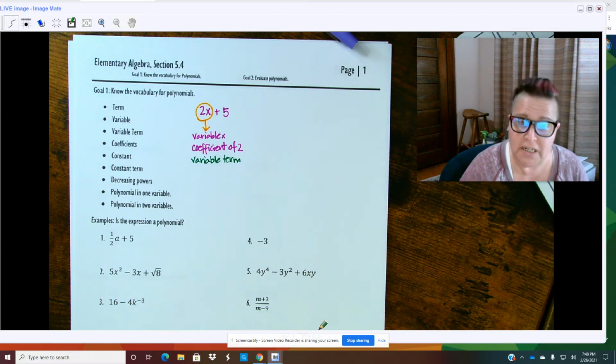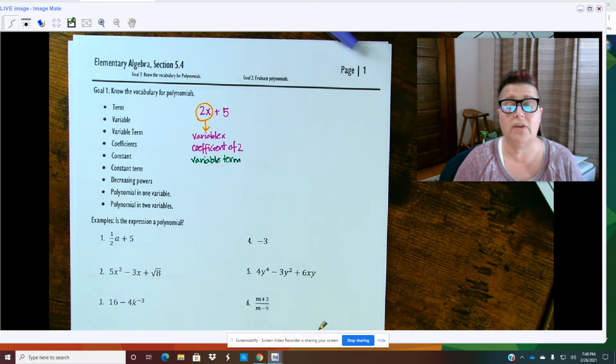The coefficient, I think we've talked about as well. The coefficient is the multiplier in front of the variable. Most often it's a number. Sometimes that number can be a fraction or a decimal. If you don't see a number, then what we put in front of it is 1. So 1 is the implied coefficient when there's no other coefficient there.